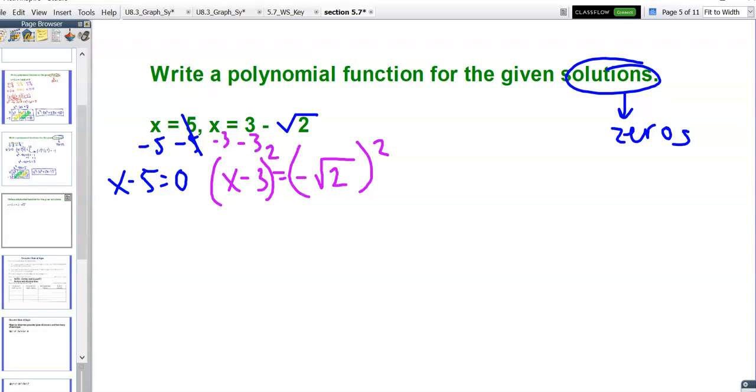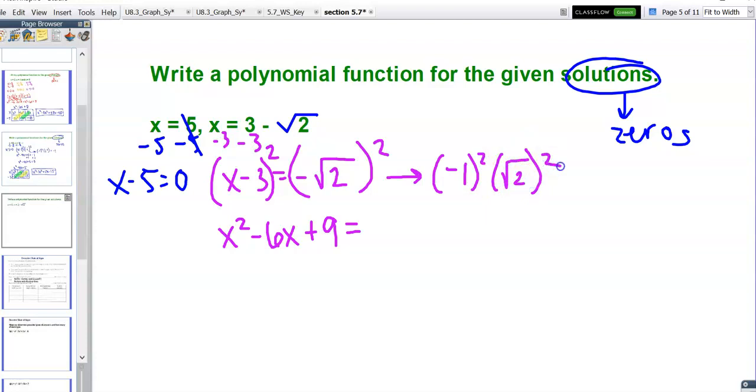And again, when we square a binomial, this square of binomial pattern, the first term is x, so it becomes x squared. If we took x times negative 3, that's negative 3x, and then times 2 is negative 6x, and then negative 3 squared is 9. And then for this one, the negative square root of 2 squared is like negative 1 squared times the square root of 2 squared, which is the same as 1 times 2. Subtract 2 from both sides.